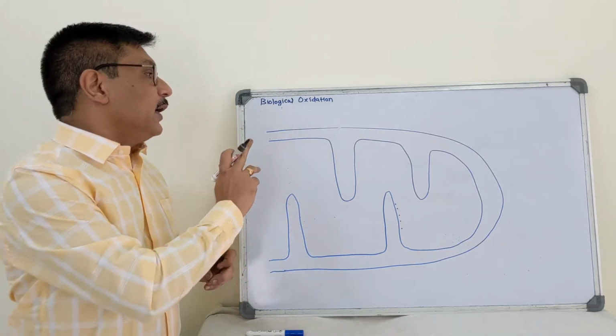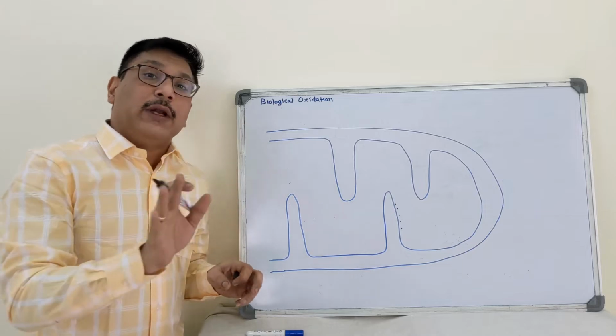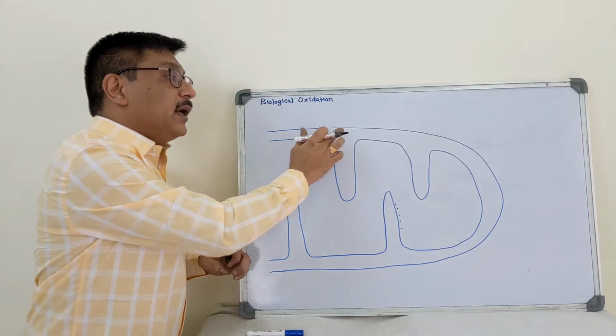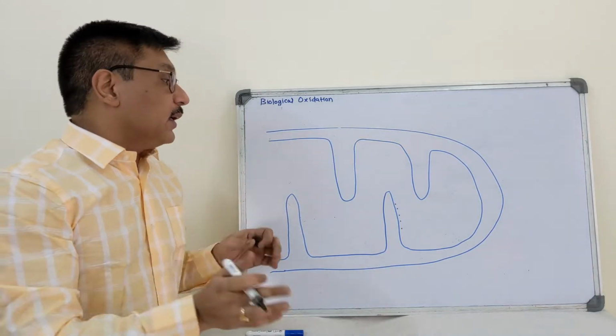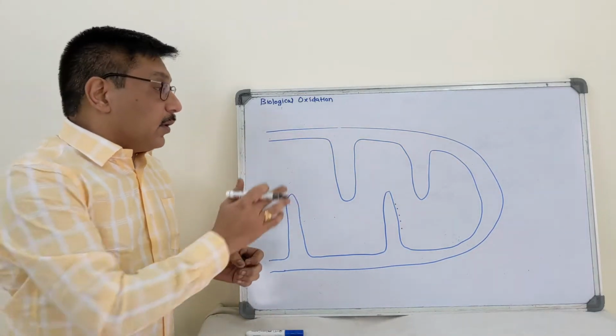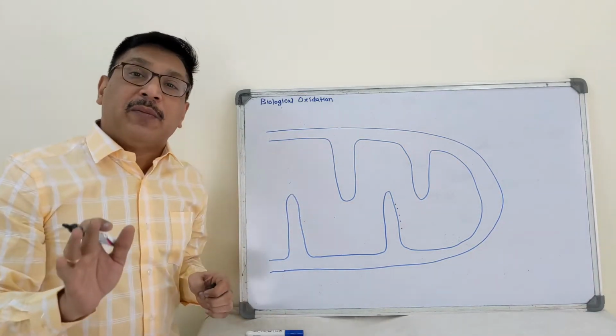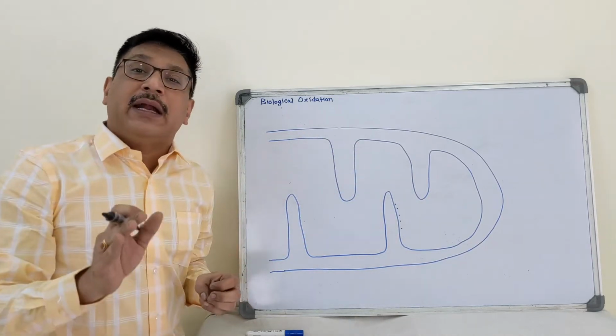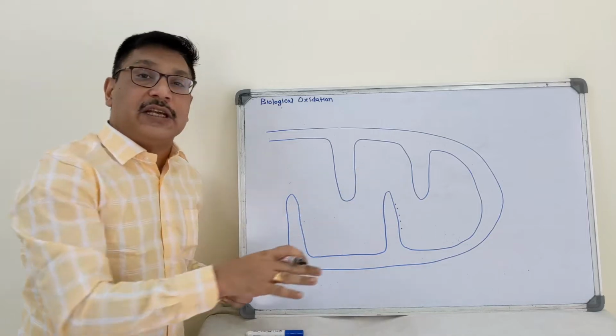Mitochondria are enclosed in two layers: the inner mitochondrial membrane and the outer mitochondrial membrane. In between is the intermembrane space, and inside the inner mitochondrial membrane is the matrix. The inner mitochondrial membrane is folded, and these foldings are called cristae.